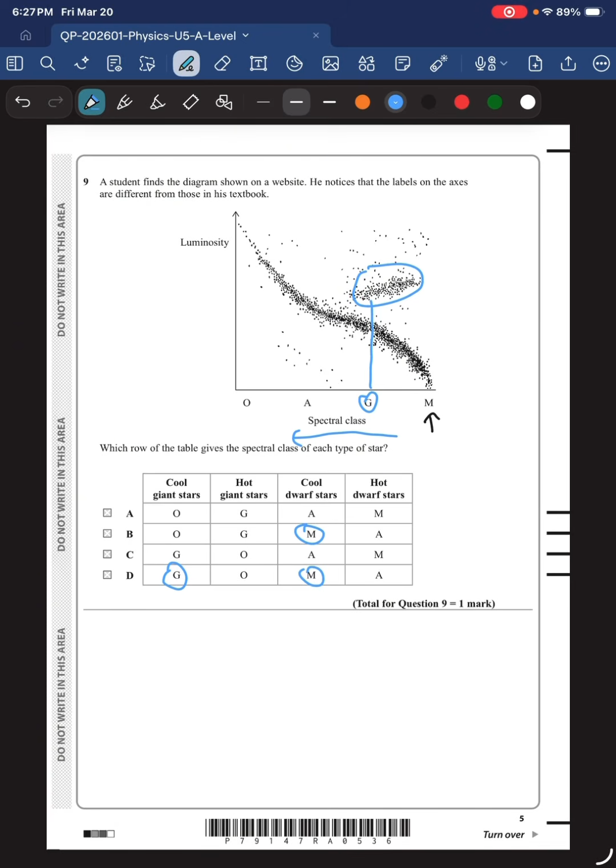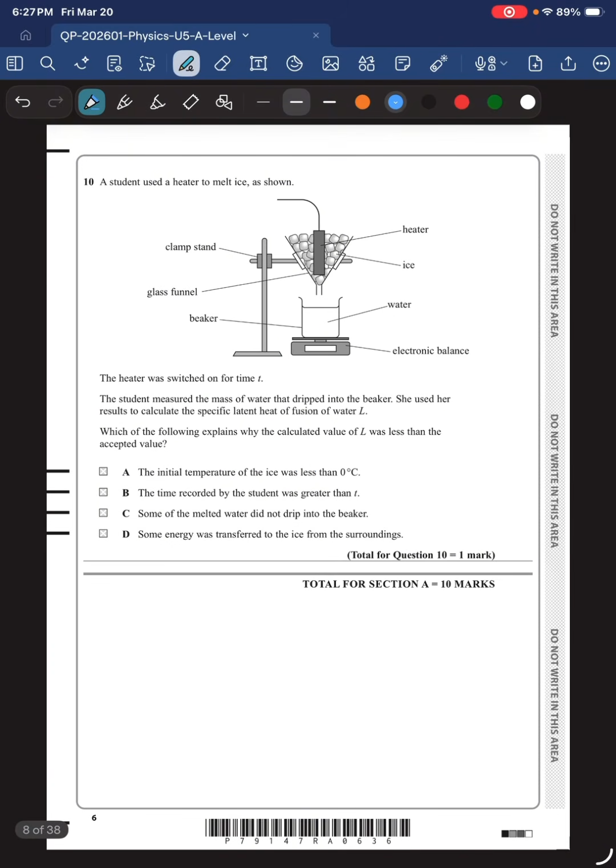And then let's read the other ones. We found the answer actually because B is wrong. So D is the correct answer, but let's go see why. If we move on to A, A is a hot dwarf star because it refers to these stars over there. And then O is a hot giant star in the main sequence. Okay, so D is the correct option here.